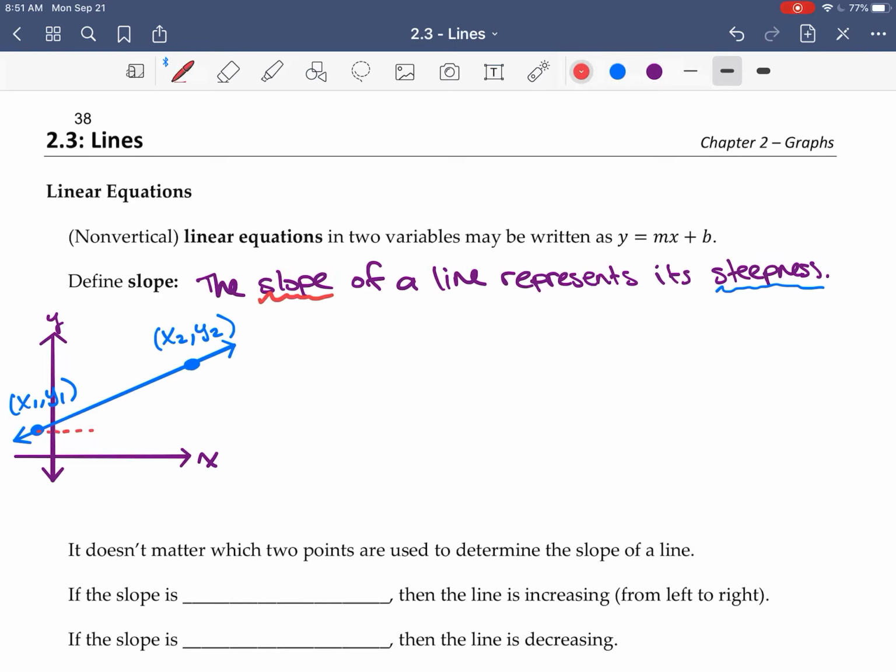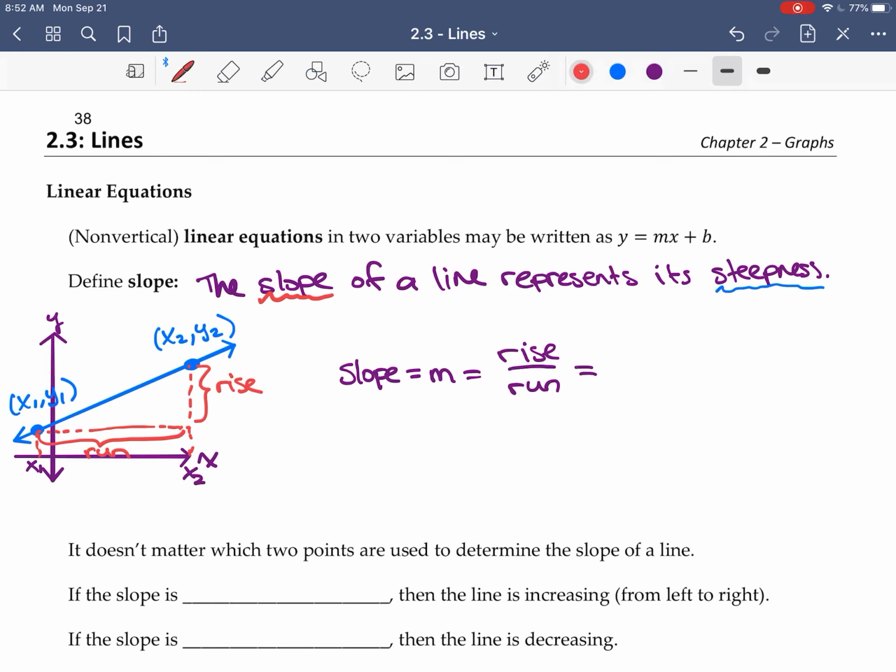Essentially what I'm looking for is the ratio between these points. Here I would have x1 and x2, and then the y values, y1 and y2. The change in the x values is called the run, and the change in the y values is called the rise. The slope, which we often call m, is always rise over run.